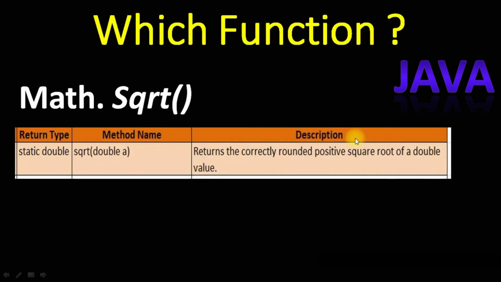Now to do that, we can use the square root method, sqrt, under math functions. Here you can see that we basically use this type of method by passing the value as a double, and the return type is also double, right? So let's check in Eclipse how we can implement that.